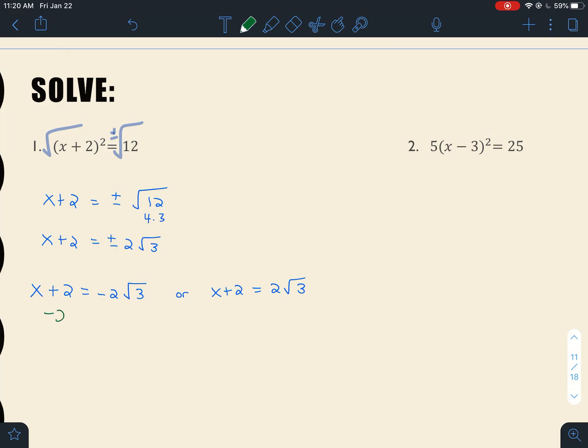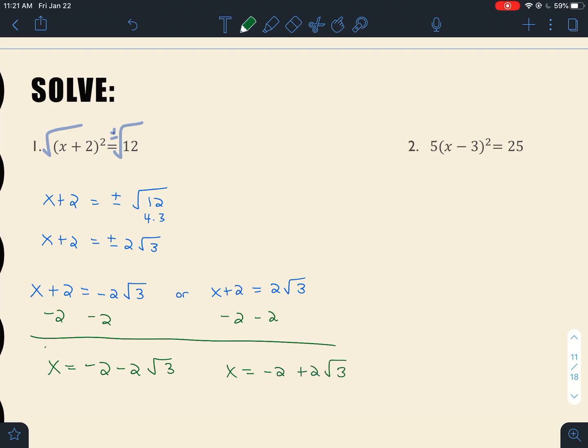And then subtract 2 from both sides. And now these are not going to be like terms, so that negative 2 is just going to be out in front. So it'll be x equals negative 2 minus 2 root 3, or x equals negative 2 plus 2 root 3. So those would be your two solutions.